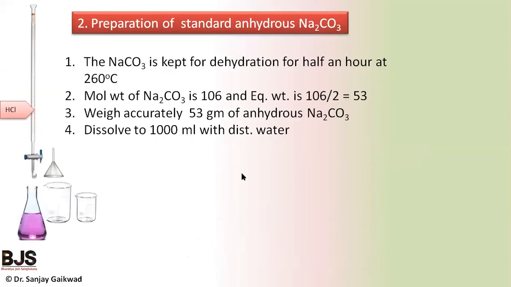Now for the preparation of the sodium carbonate solution, we take the sodium carbonate and keep it for dehydration for half an hour at 260 degrees Celsius. The molecular weight of sodium carbonate is 106, and the equivalent weight is 106 upon 2, since two ions are transferred, therefore it is 53. Then we accurately weigh 53 grams of anhydrous sodium carbonate, dissolve it in 1 liter of water, and use it for the titration.